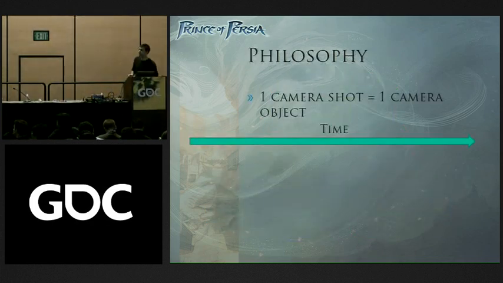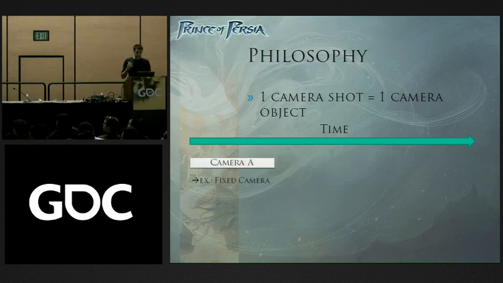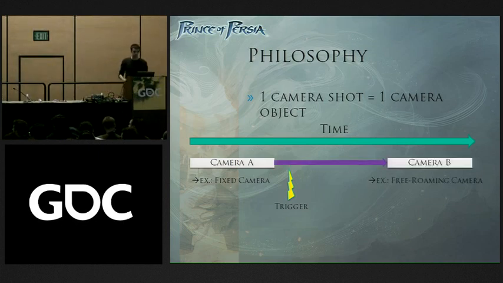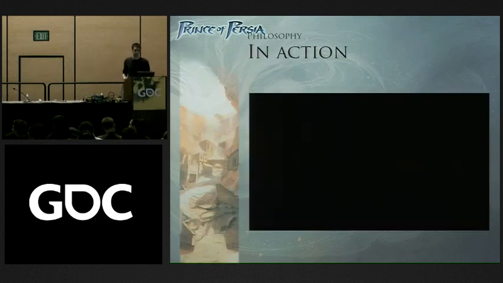So first, I'll talk about the mechanics. For Prince of Persia, for our engine, one camera shot was one camera object, and so one camera mechanic. You can see here we have a camera that is active. It's a fixed camera, so it would be a camera somewhere in the world not moving. Then something happens. There's a trigger, anything. And we start to activate a new camera, for example, a free roaming camera. So these are two different mechanics. And in the middle, we have a transition, which is even another mechanic.